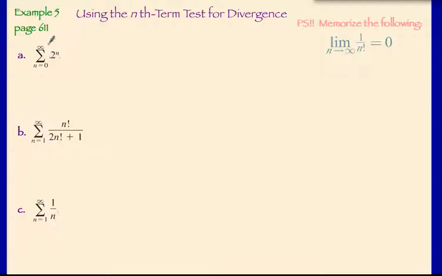For letter A, example 5 on page 611, here is our nth term. We go straight to the nth term. We're going to see if that diverges, taking the limit as n approaches infinity of this nth term. The idea is now going to be, is it equal to 0? Because if it's not equal to 0, that series cannot possibly converge. It diverges. But of course, look what happens when you put infinity in for n. This increases without bound. Essentially, you get infinity. Therefore, since this is not 0, we know that this series diverges.